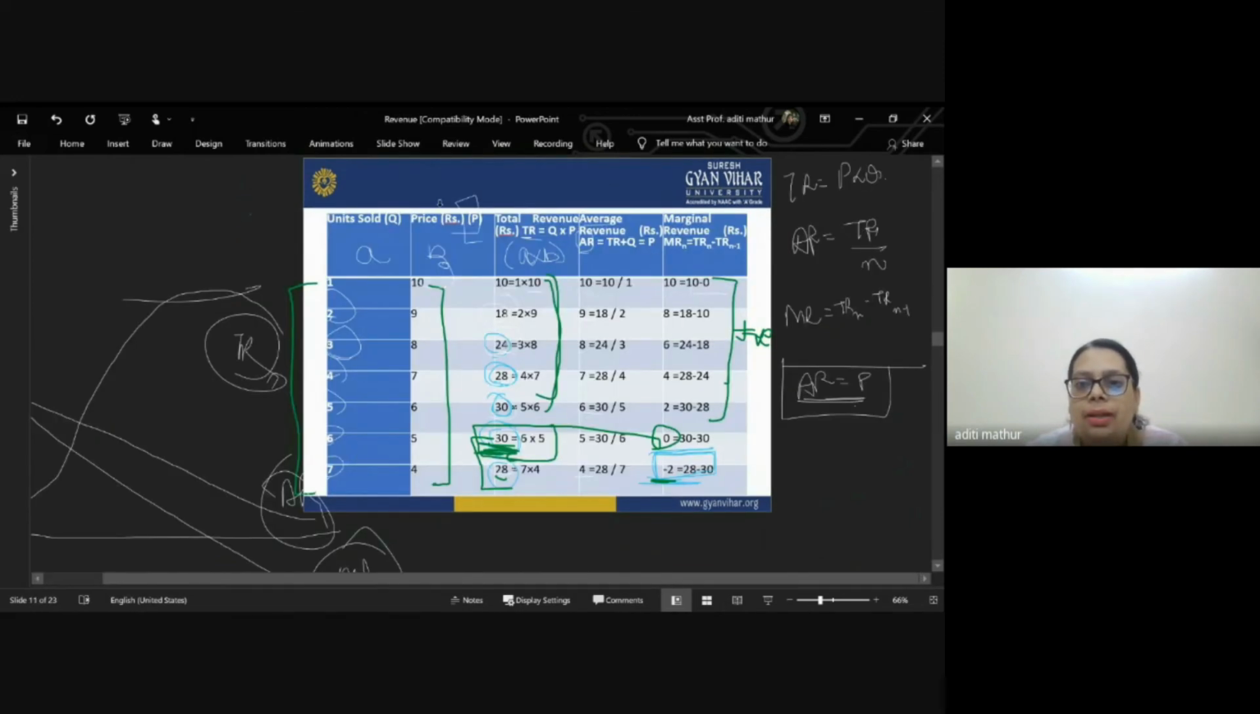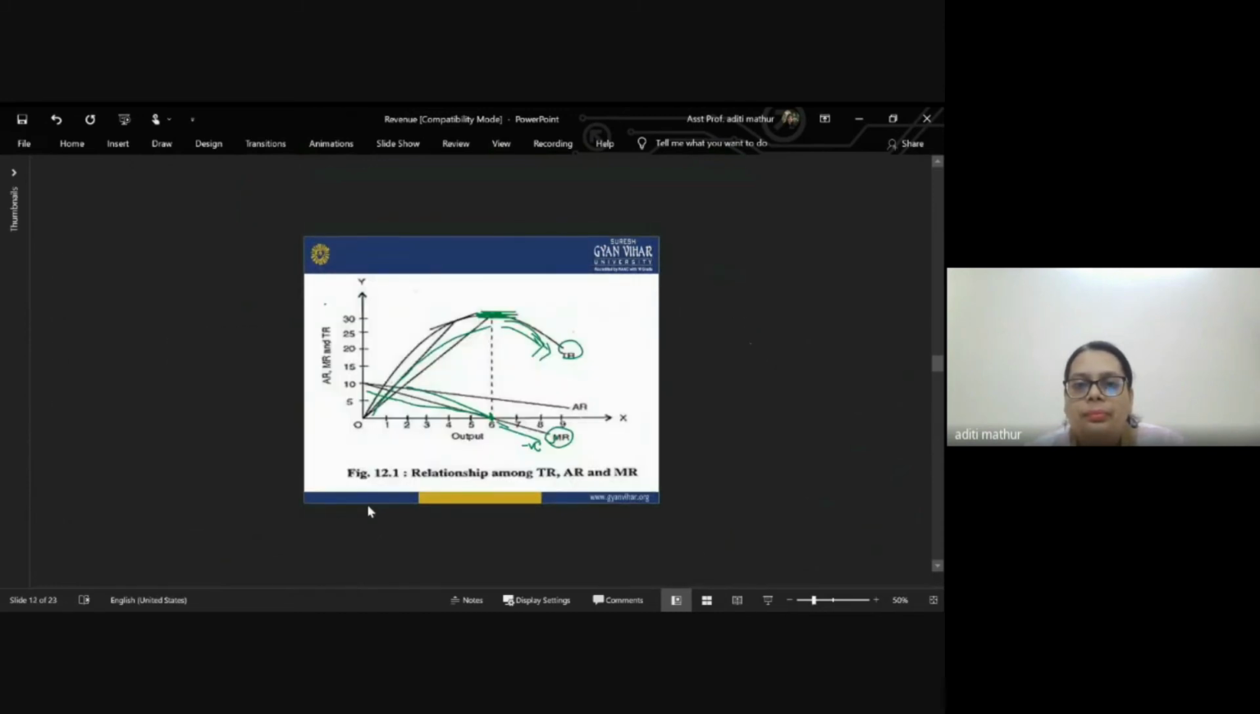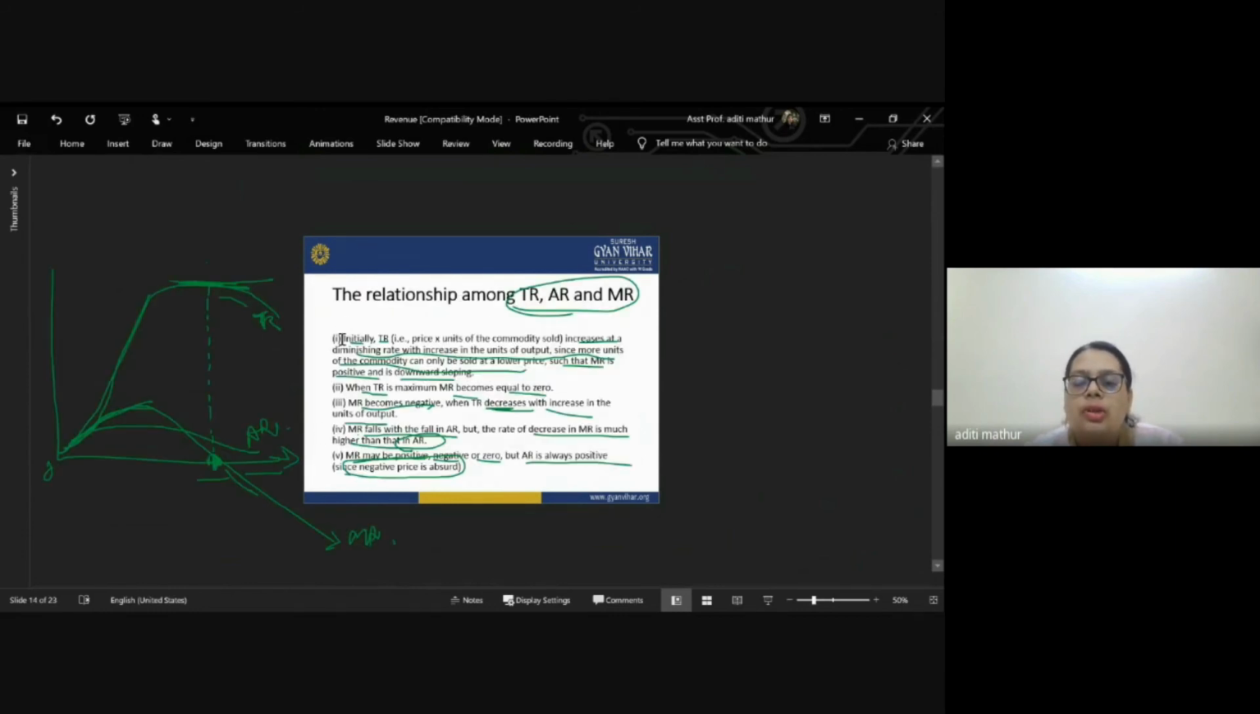Then if we talk about imperfect competition, we have seen the relationship amongst the TR, AR, and MR. This is the diagram. Your TR is in this form, and then your AR and your MR. We also understood the relationship that exists amongst them: when your MR is positive, TR increases at a diminishing rate. When MR is equal to 0, your TR is at its maximum. When MR becomes negative, your TR starts falling. Your AR is always positive, it will never be 0 or negative, right? And your MR can be positive, 0, and negative as well.